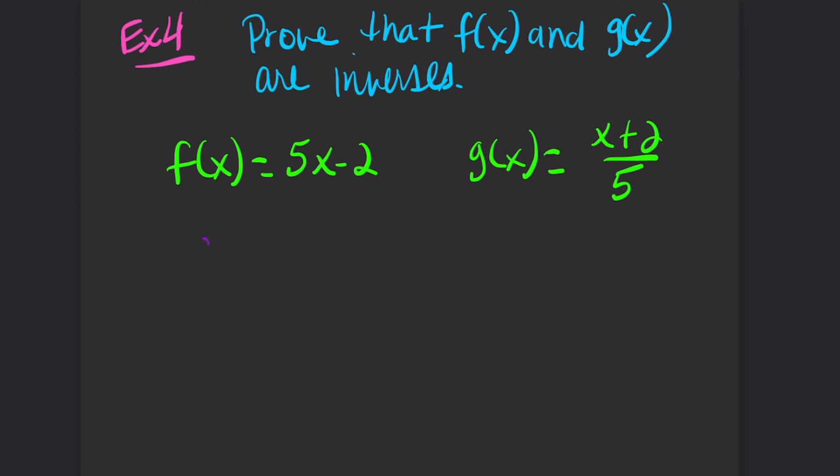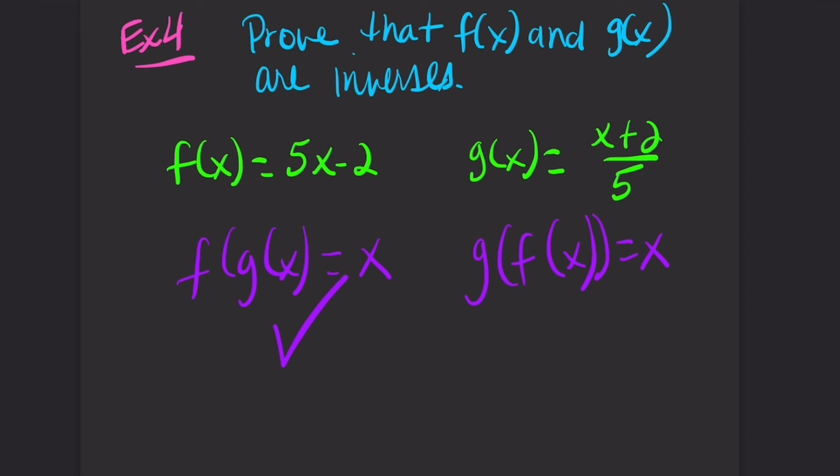We have to do f of g of x, and our answer should be x. And then we have to do it the other way around. We have to do g of f of x, and we should also get x. So once you do the composition of functions and both of these give you x, then they are inverses. So if on a test I ask you to prove if these two are inverses or not, you would have to do the following.